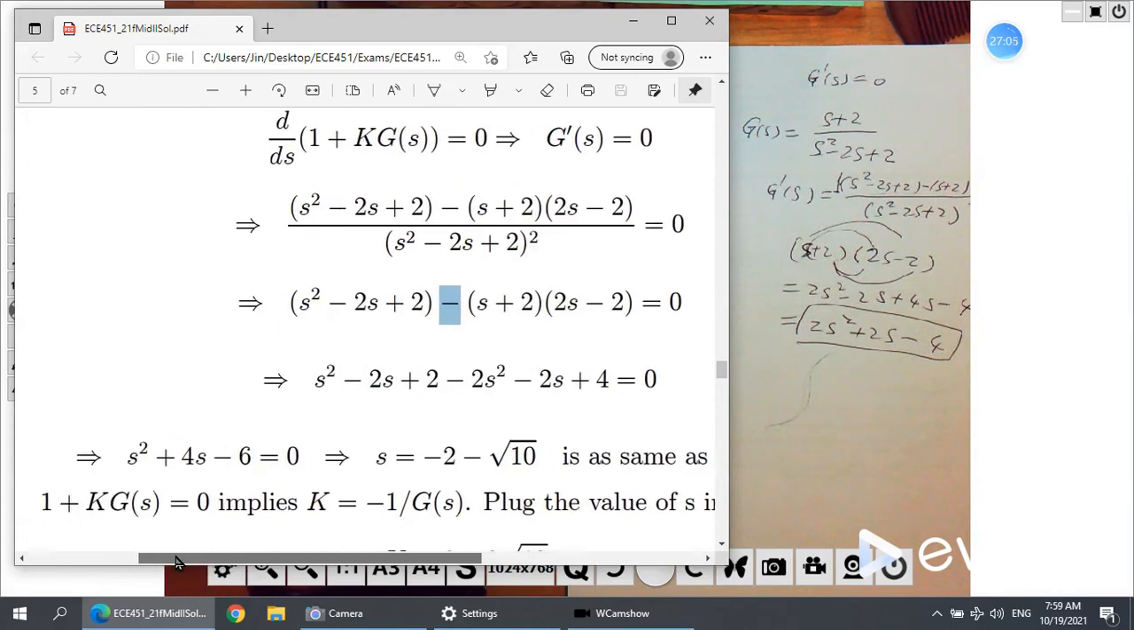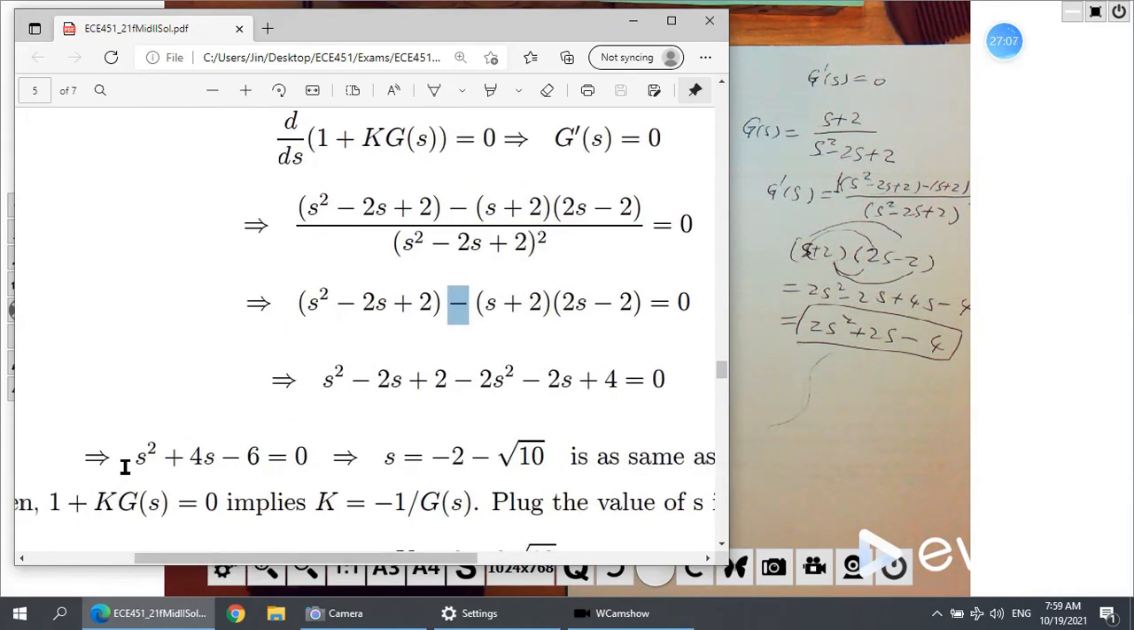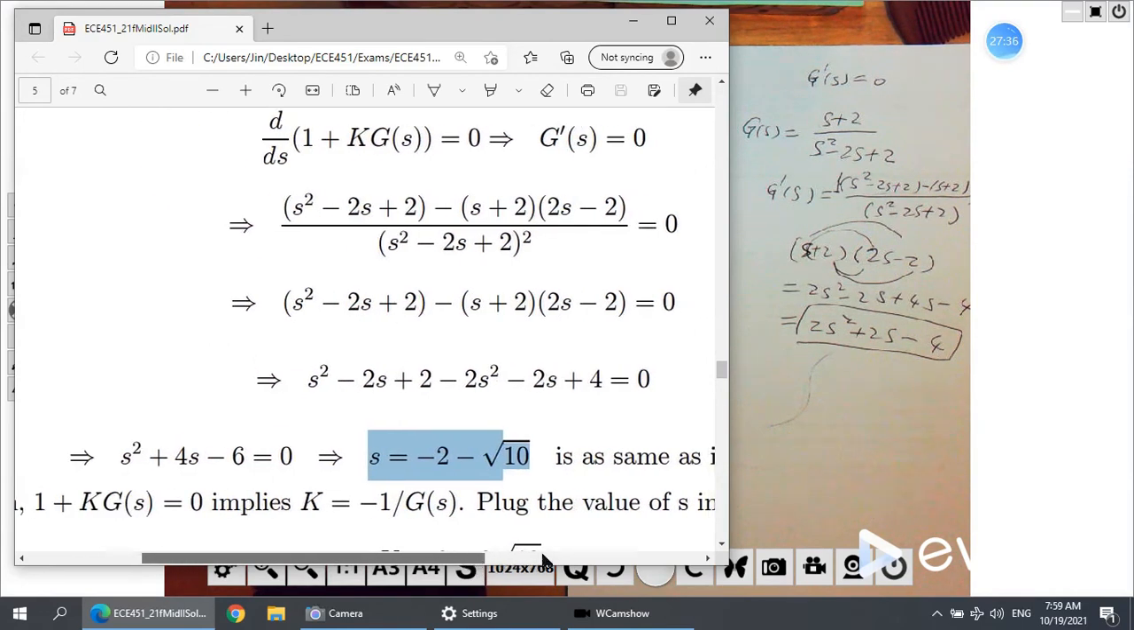Then this one we get, I combine this one. I have negative 2s squared, and this is 2s, so there will be negative 4s. I change the sign here, and plus 2 plus 4 is plus 6, and here write as negative 6. You see? Same equation, right, as the first method, and the answer will be this one. Yeah, same as method 1.